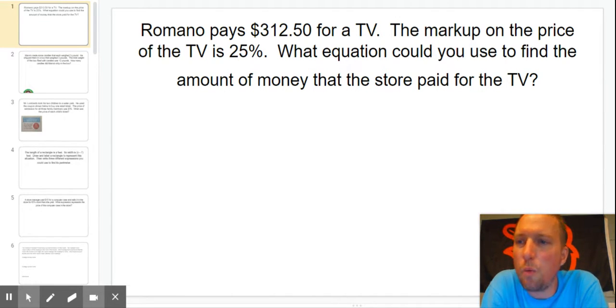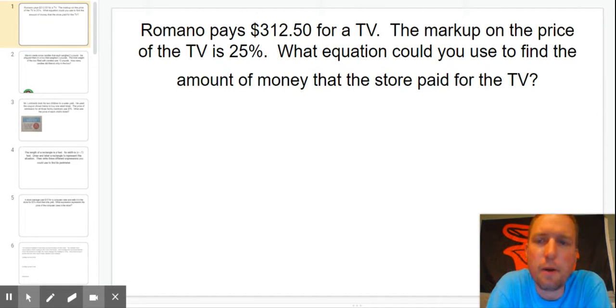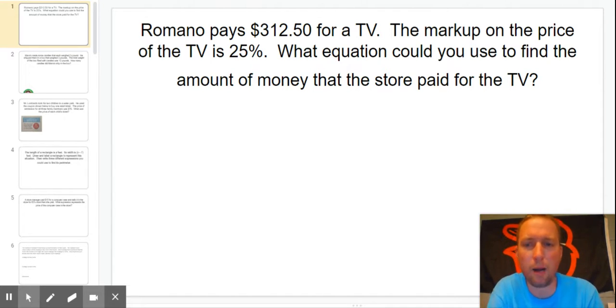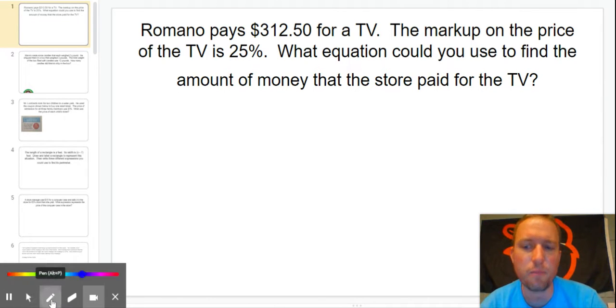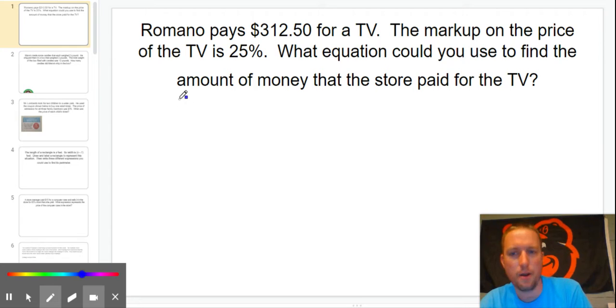Okay, so we have been doing these problems before. We are trying to find a percent of a number, and we have $312.50. That's after the markup. So we want to find what the original price is. So we're going to work backwards a little bit. Now, one way that we could do this is to think of this problem with a bar model, okay?